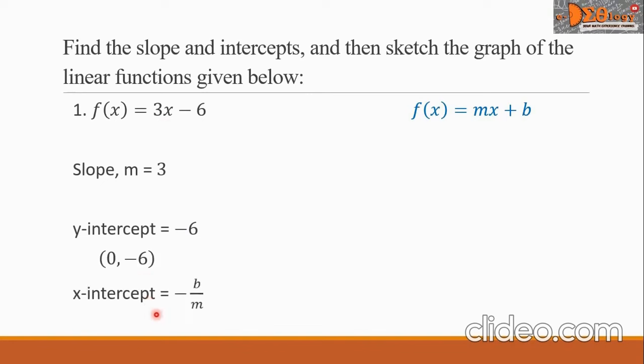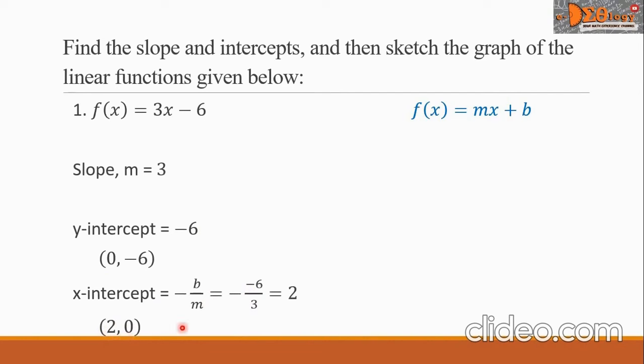For the x-intercept, we're going to use this formula, negative b over m. Substituting the values, this is equal to, first, the b is negative 6 over the m is 3. And then this negative and negative becomes positive, and 6 divided by 3 is equal to 2. To show this as an ordered pair, we will write 2, 0.